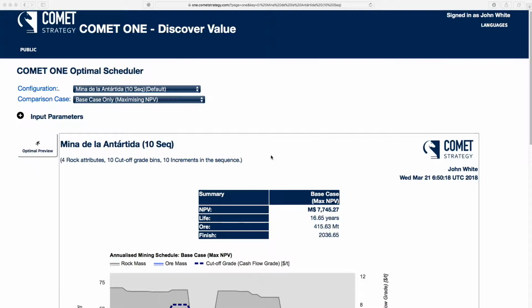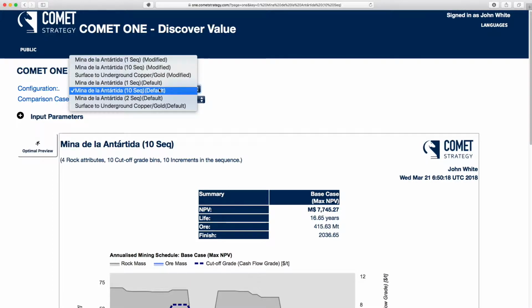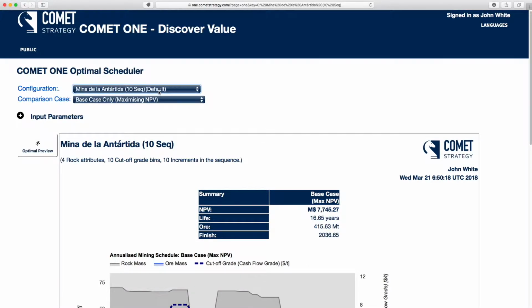It's surprising though how many people think that increasing the mine life is a good idea. But we'll just be showing you, using COMET ONE, how you can really get yourself into trouble if you take this concept to an extreme where you really do maximise the mine life. So let's start by selecting the 10 sequence Antarctica mine. Make sure that you have that data set selected.